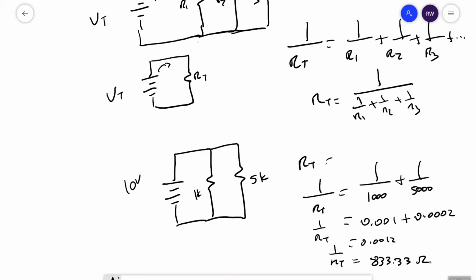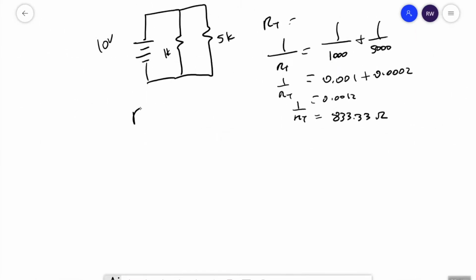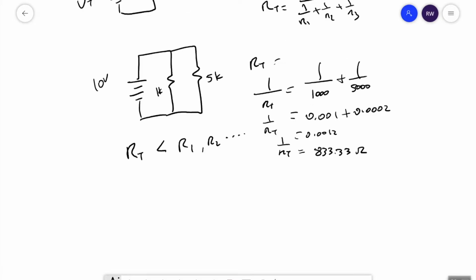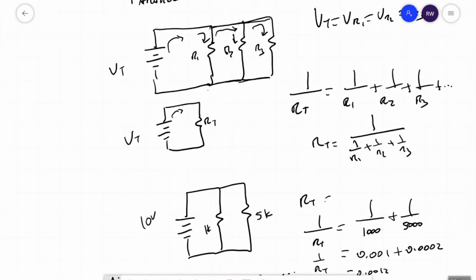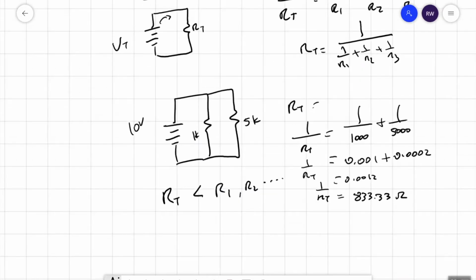It is important to remember in a parallel circuit, R total will always be less than R1, R2, etc. It's always going to be less than any of those. Now, we don't explicitly state it, but in series, just by its very nature, R total is going to have to be greater than any one of those. Whereas this one, it will be less than any one of those.